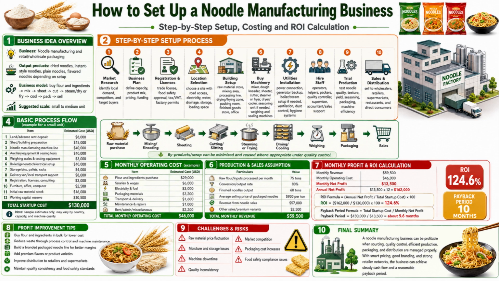Boiler, generator, and electrical setup may cost around $10,000. Storage bins, pallets, and racks may cost around $4,000. Delivery van or local transport support may cost around $8,000. Registration, licenses, and consulting may cost around $3,000. Furniture, office, and computer may cost around $2,500. Initial raw material stock may cost around $16,000, and working capital reserve may cost around $10,500.